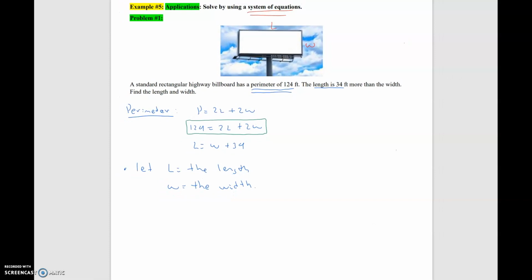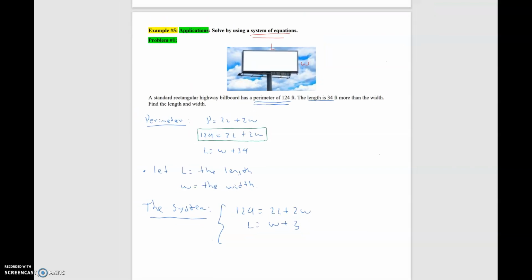Okay, so let me set the system. In this case, we're talking about the system of equations. I'm just going to say that 124 is equal to 2L plus 2W, and then L is equal to W plus 34. Now, at this point, we have a system. This will be equation number 1 and equation number 2.